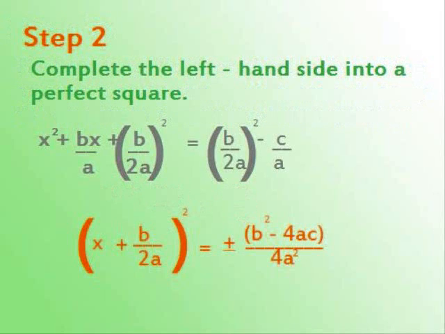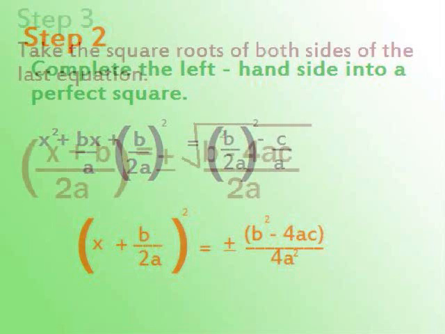Step 2. Complete the left-hand side into a perfect square. x² + bx/a + (b/2a)² = (b/2a)² - c/a, or (x + b/2a)² = (b² - 4ac)/4a². Step 3.